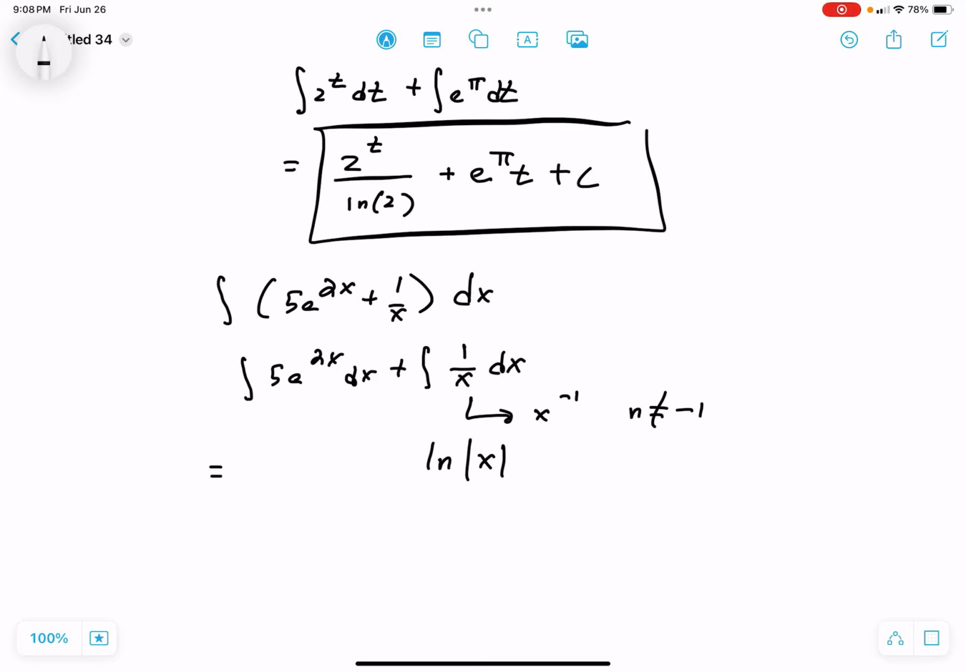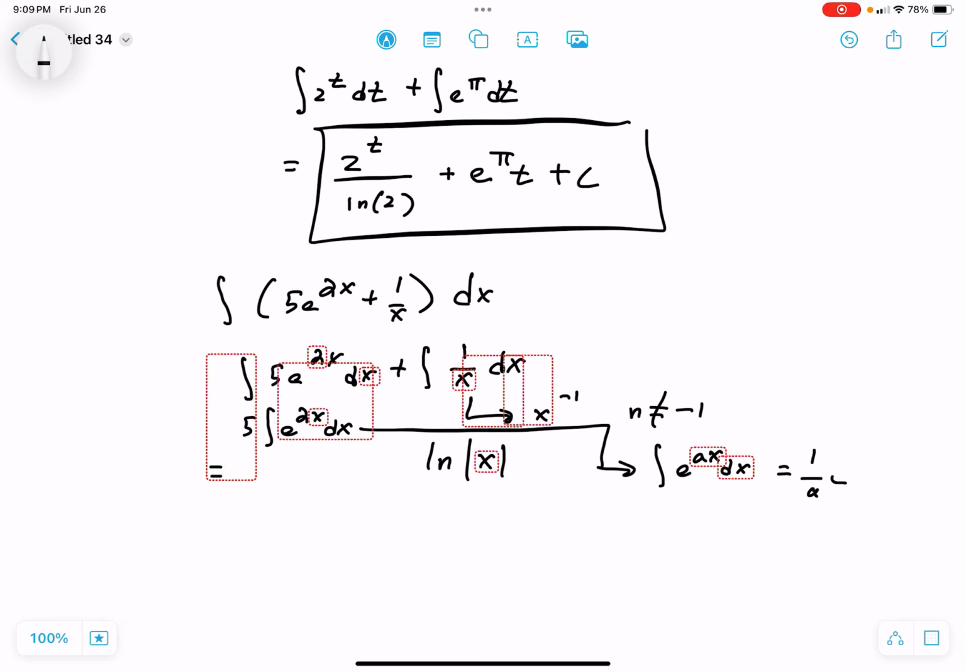Now, we are going to try and integrate 5e to the 2x. Well, regarding 5e to the 2x dx, I can pull out that 5 and rewrite it as 5 times the integral of e to the 2x dx. And for e to the 2x dx, I want to mention another common integral that we previously missed in our last videos. And it's the integral of e to the ax dx, where a is some constant, equals 1 over a times e to the ax plus c.